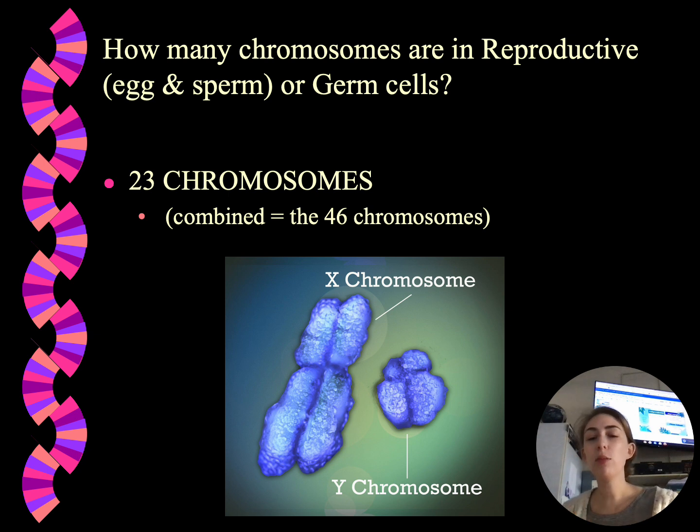So how many chromosomes are in reproductive cells? In our germ cells, that's what they're referred to as, you have 23 chromosomes. So in our mommy cell, 23, and our daddy cell, 23. Together that makes a new cell. So 46 total, 23 in our reproductive cells, because everybody donates half to make you.